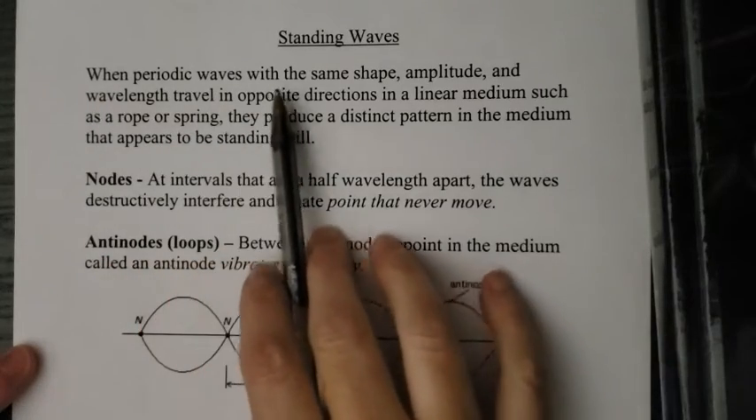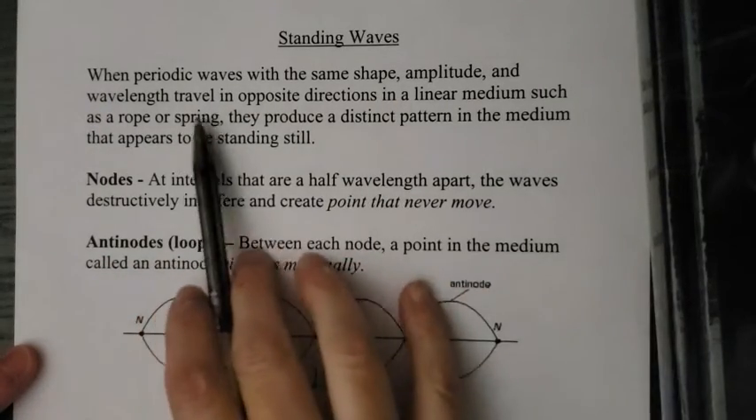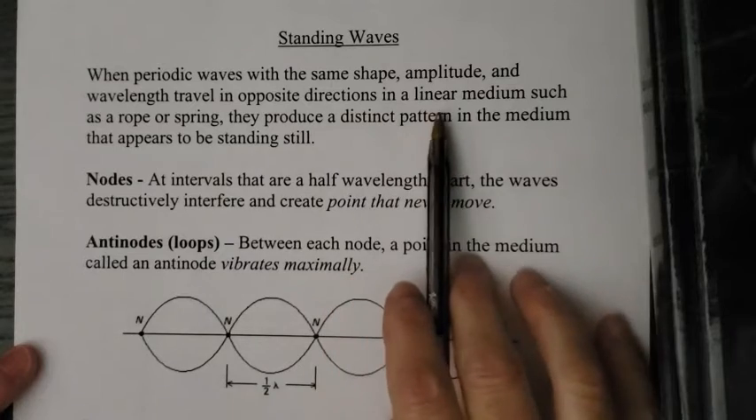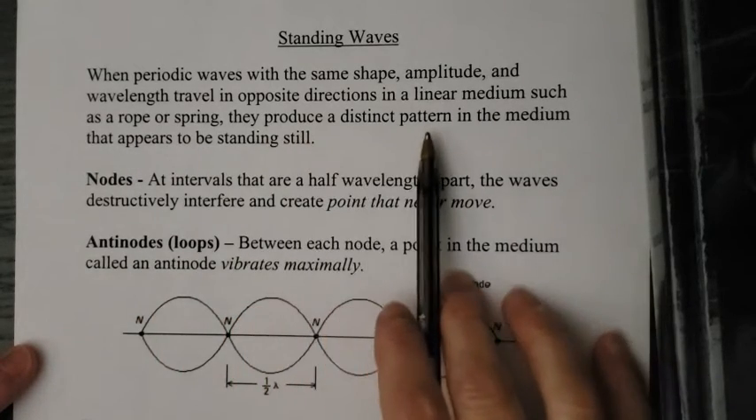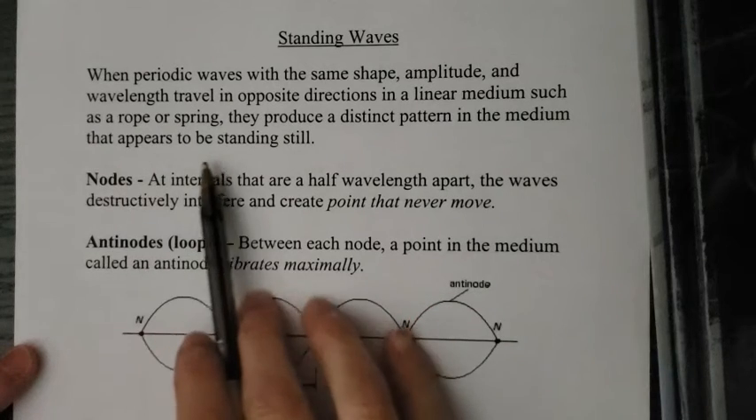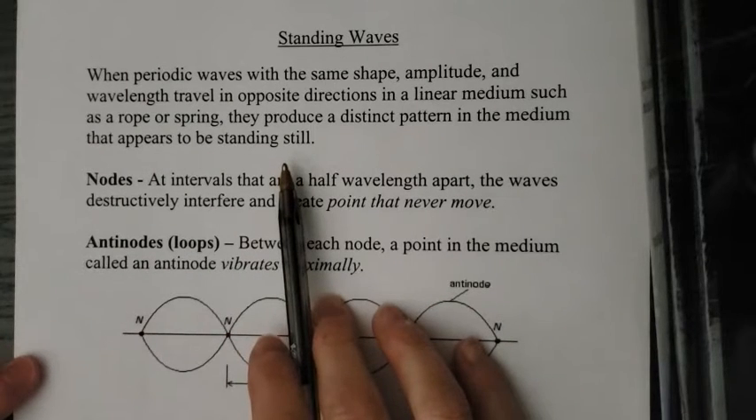When periodic waves with the same shape, amplitude, and wavelength travel in opposite directions in a linear medium, such as a rope or a spring, they produce a distinct pattern in the medium that appears to be standing still. So I had a couple students in the class try to demonstrate this, but before they did, they first sent down one transverse wave. So you see a bump traveling from one side of the slinky all the way down the room to the other side.